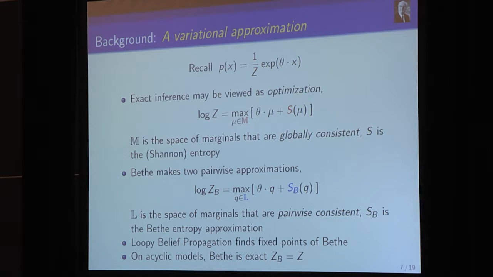Okay, and this beta approximation is in very widespread use, even for those of you who haven't heard about it. Loopy belief propagation, which many people use, can be thought of as a heuristic to try to perform this optimization. And when it converges, it finds fixed points of this beta expression.